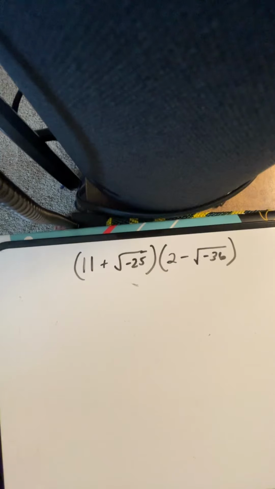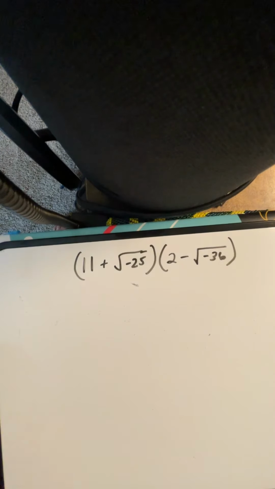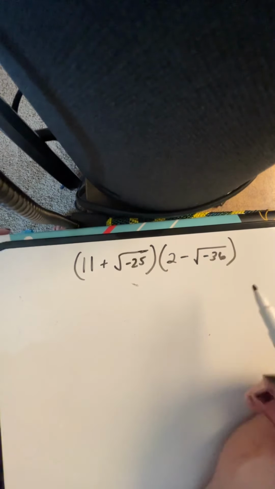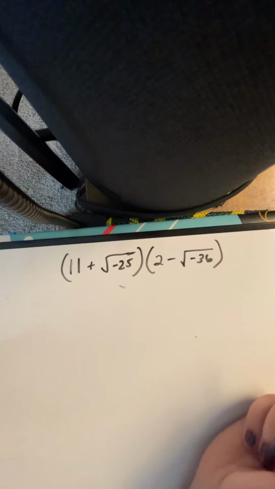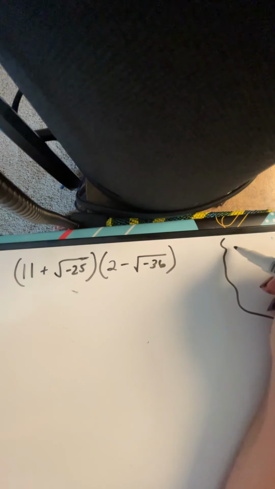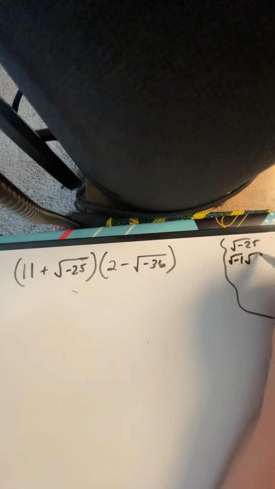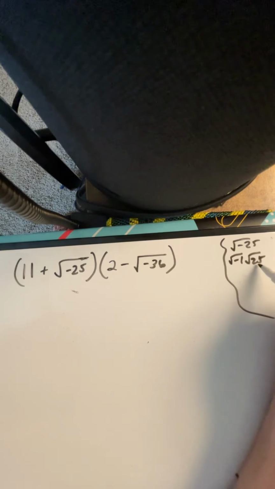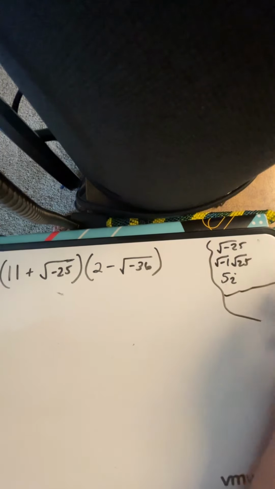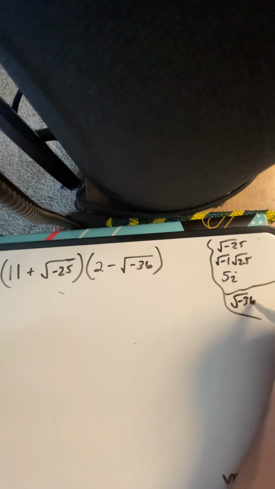Our first step here is going to be to rewrite these square roots of negative numbers in terms of imaginary numbers. So on the side again, square root of negative 25 is the same thing as square root of negative 1 times square root of 25. Square root of 25 is 5, and square root of negative 1 is i. In the same vein, you can do the same work and get that square root of negative 36 equals 6i.